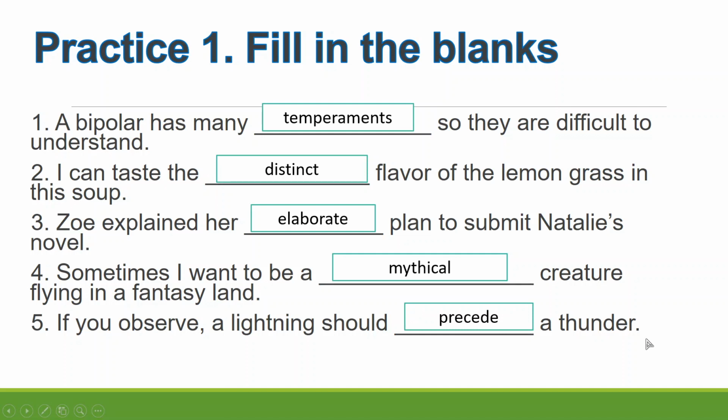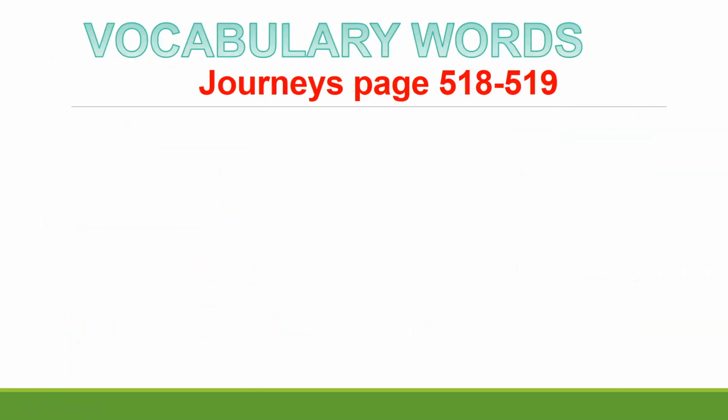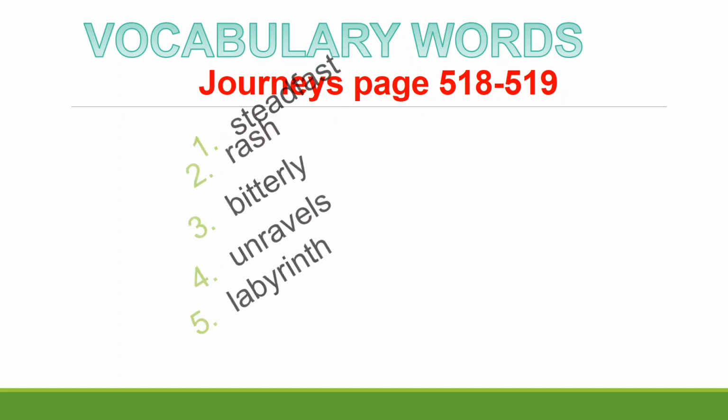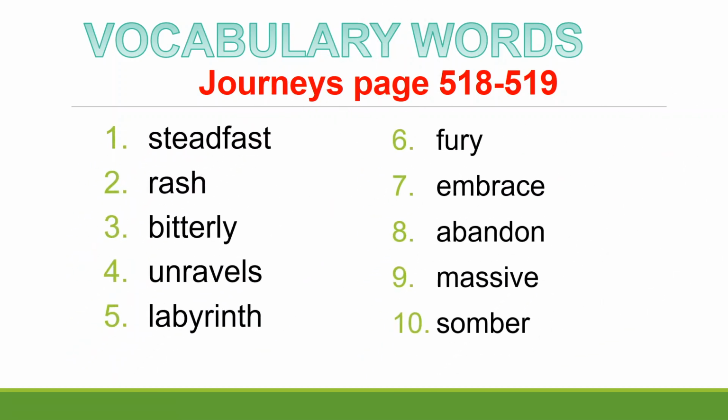Alright, so that's the activity practice number 1. Let's go and discuss vocabulary words set number 2. Okay, so this is another set of vocabulary words that we finished before. Here are the words. So this is from lesson 18, the hero and the minotaur. Let's read them. Number 1, steadfast. Number 2, rash. Number 3, bitterly. Number 4, unravels. Number 5, labyrinth. Number 6, fury. Number 7, embrace. Number 8, abandon. Number 9, massive. And number 10, somber.